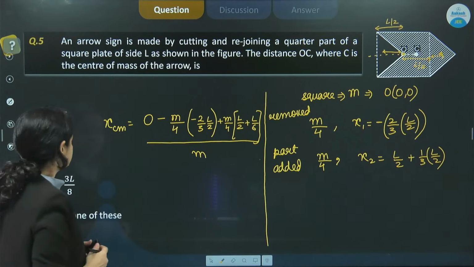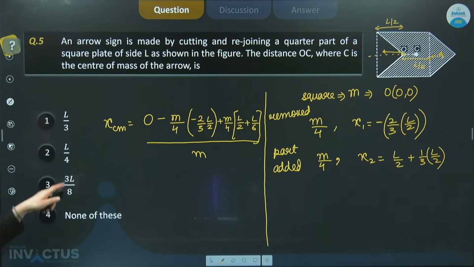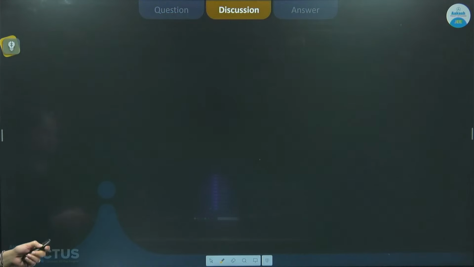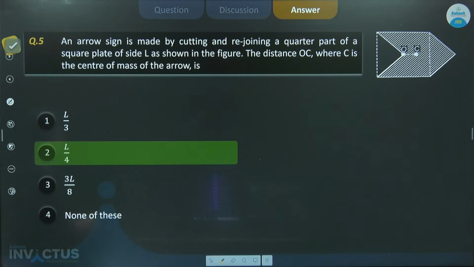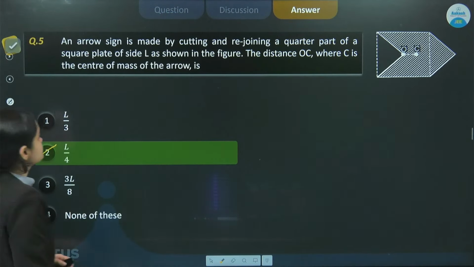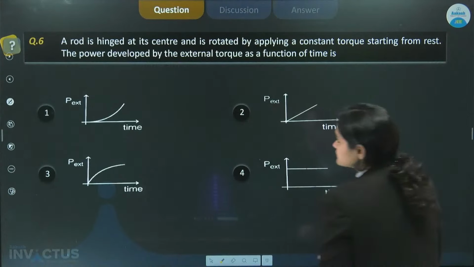So when we solve this, we'll get the value of x as L by 4. We just have to place the values and do the calculations over here. So we are going to get the value as L by 4. All right, so this is the answer to question number 5.